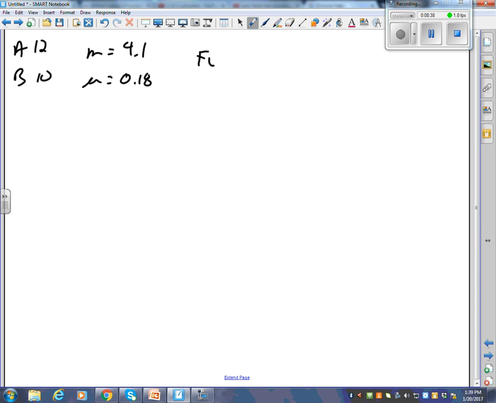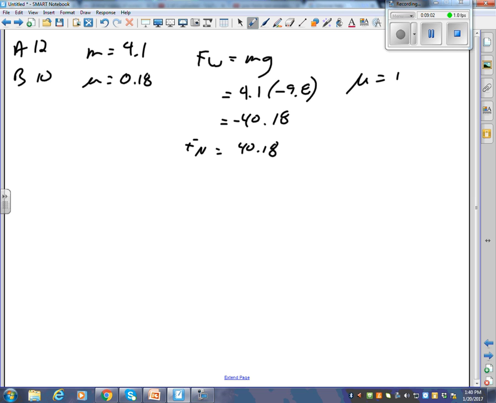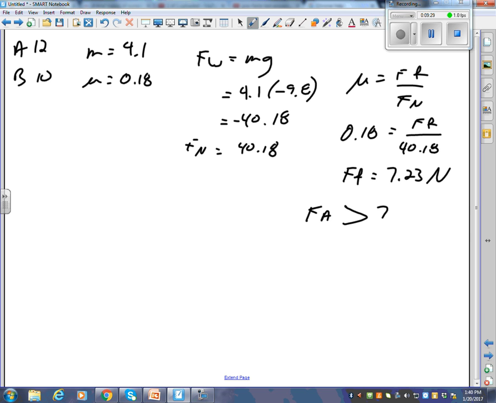So, first step, FW is equal to mg, 4.1 times minus 9.8. Got a weight force of 40.18. Therefore, actually it's negative, the normal force is that 40.18. Mu equals FF over Fn. The mu value is 0.18. We're solving for friction. Normal force 40.18, giving us a friction force of 7.23 newtons. That's how much friction is acting. And it says how much force would be required to start it. So you would need an applied force that is greater than 7.23, slightly greater than 7.23. Any force bigger than 7.23 would accelerate.